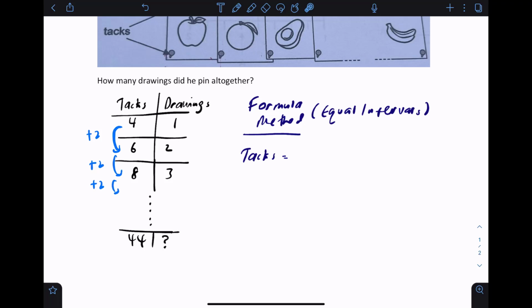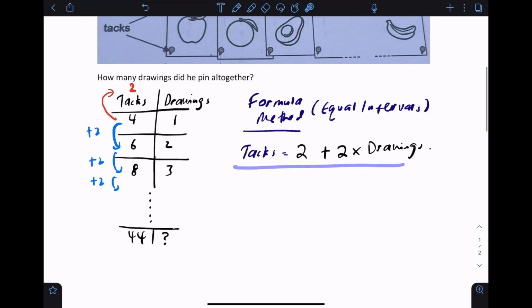Now, what you need to do when you see an equal interval, you have to go backwards one time and ask yourself what is the number of texts here. If you go backwards, you have to minus 2, right? So you put that number here first. Let me put it in red. So go backwards. 4 minus 2 is a 2. So you start with that number, you put 2 here. Plus, what is the difference that you always see? That's a 2. Plus 2 times the figure number or the drawings. Alright, so this is a formula method that you can use.